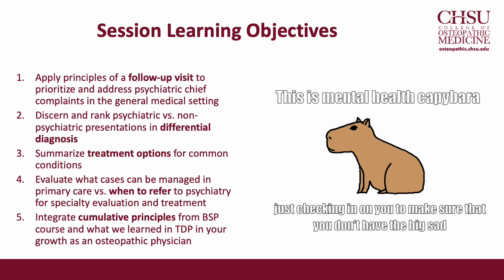Our session learning objectives are primarily going to focus on a follow-up psychiatric visit or a follow-up in a primary care office for a patient presenting with psychiatric concerns. We're going to discern and rank psychiatric versus non-psychiatric presentations as part of a differential diagnosis. We'll take a look at treatment options for common conditions. I'd like you to also know when to refer to psychiatry for specialty evaluation and treatment. And finally, we're going to integrate cumulative principles from our behavioral science and psychiatry course and build upon what we learned last year in the developing physician course in your growth as an osteopathic physician.